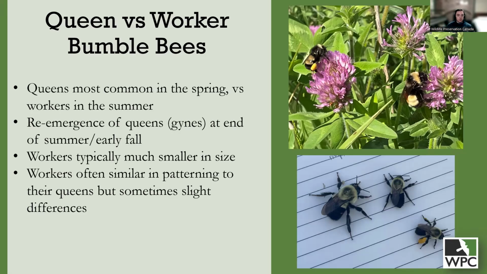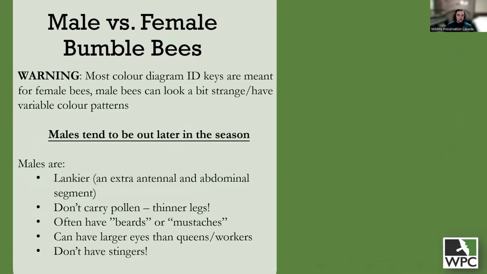For the most part, workers are just little mini-me versions of the queens, following similar color patterns, but just smaller in size. There can be slight differences, but by and large, workers are going to look like smaller queens. Where things get tricky is with males.